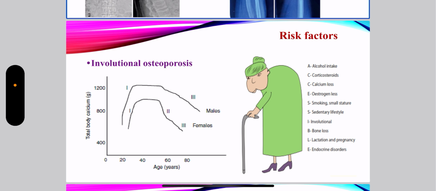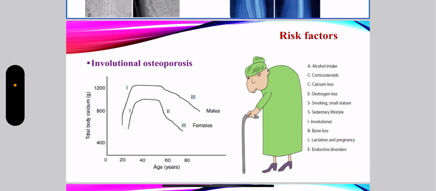Excessive smoking, small stature, sedentary lifestyle, they add to the risk of development of osteoporosis. Lactation, pregnancy, endocrinal disorder. We are seeing this one term over here, involutional osteoporosis. So we would like to discuss this thing in detail.